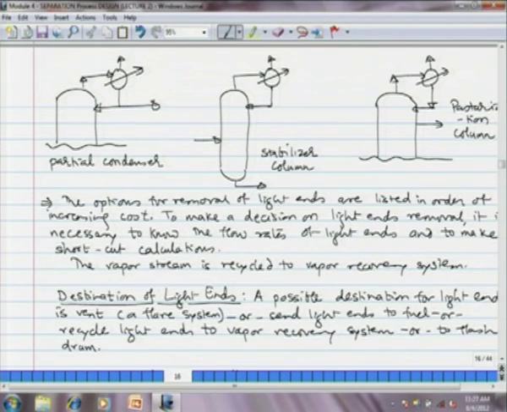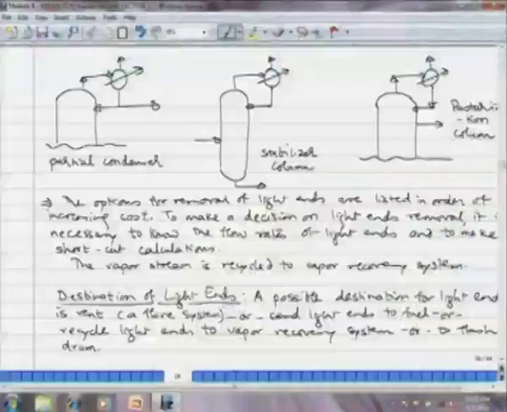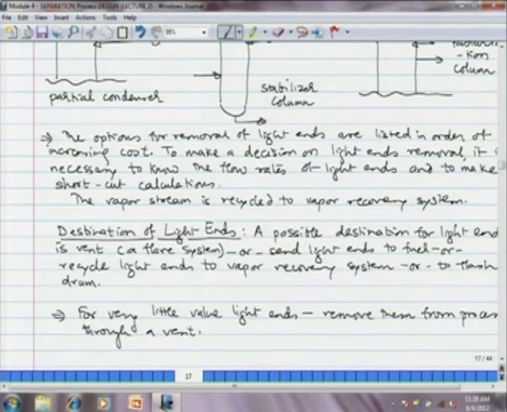The options for removal of light ends are listed in order of increasing cost. So, partial condenser is the cheapest, then comes the stabilizer column, then comes the pasteurization column. To make a decision on the light ends removal, it is necessary to know the flow rates of the light ends and to make shortcut calculations. The vapor stream is recycled to the vapor recovery system. So, in order to decide on the removal of these light ends, you have to make certain calculations. First of all, you have to know the flow rate of the light ends, and then you have to do some shortcut calculations.